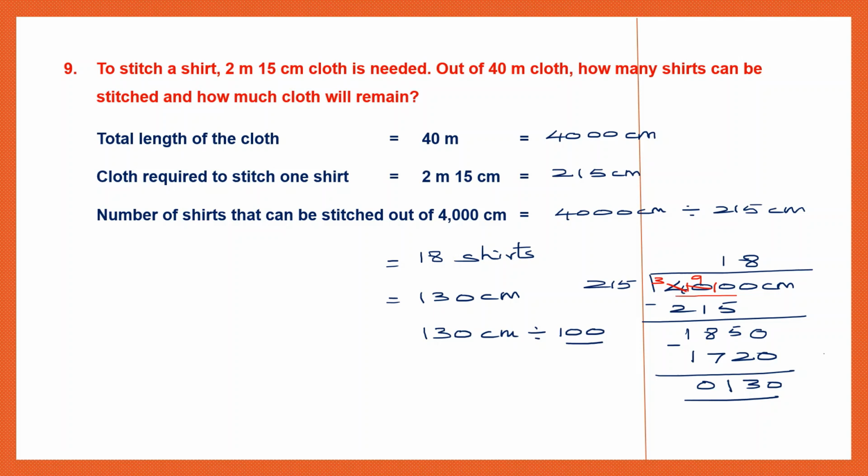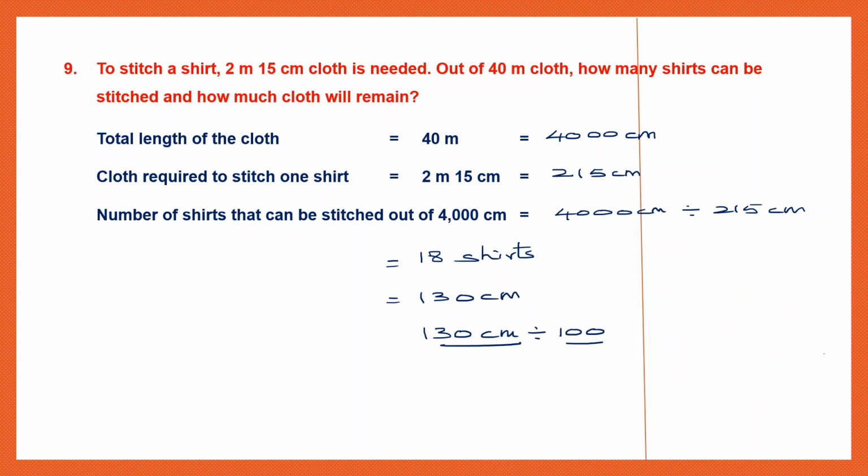There are 2 zeros in 100. So the last 2 digits become centimeter. The remaining is meter. So what do we have here? Here we have 1 meter and 30 centimeters. So the number of shirts that we have got is 18, and the cloth left is 1 meter 30 centimeters.